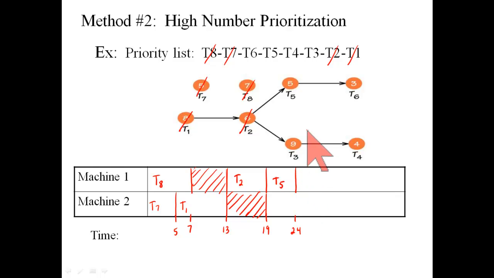Meanwhile, machine number 2 says, give me something to do. Task 6 is not ready to be done yet. Task 4 is not ready to be done yet. Task 3 is ready because task 2 is finished. So machine 2 gets task number 3 to work on. Task 3 is a 9-minute job starting at time 19. 9 minutes will take it out to time 28.